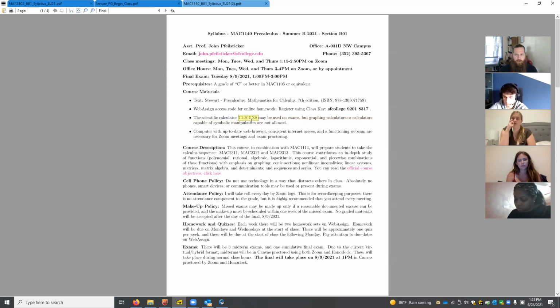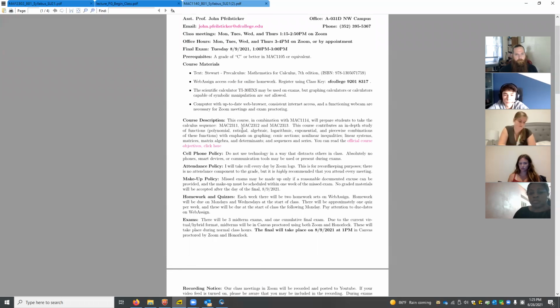You can get them at Walmart for like 12 bucks. You can get them on Amazon for like 9 bucks. That's not a fancy calculator. And if I'm honest, you don't need it. You really don't need it. But I know a lot of people are more comfortable just having a calculator to check their arithmetic. I get that. My arithmetic is not great. So if you would like a calculator, this is the only one you're allowed to use.